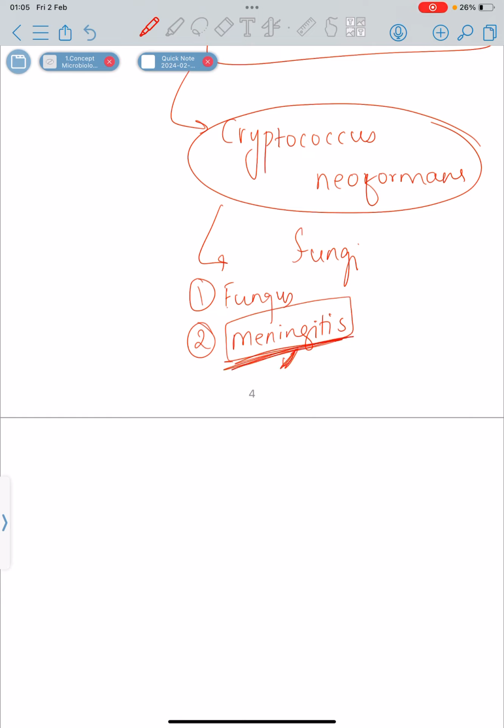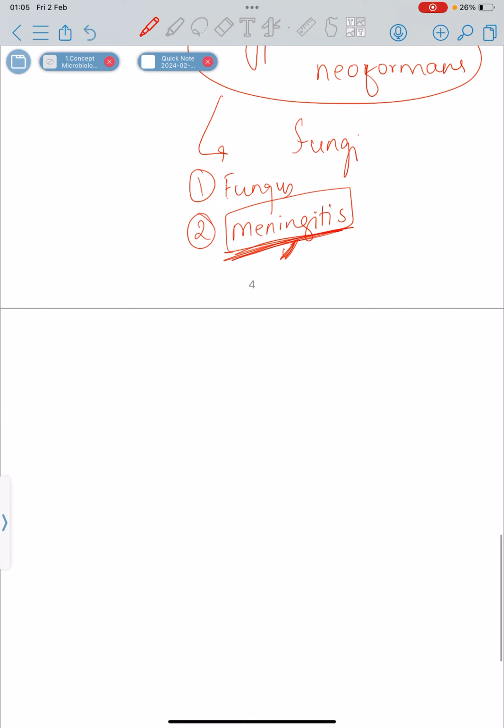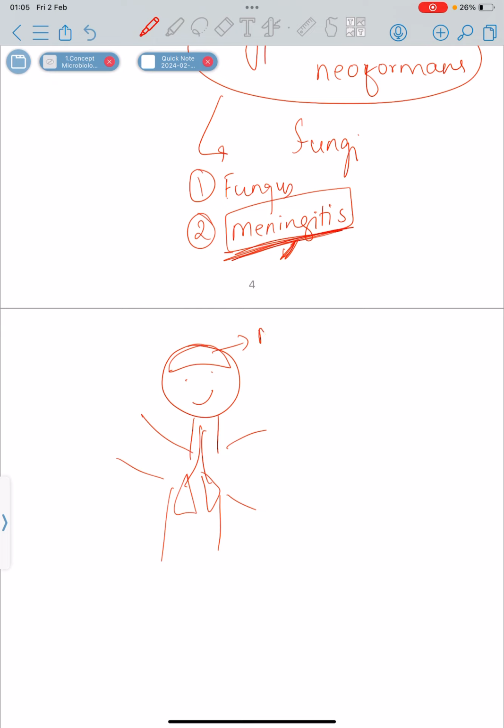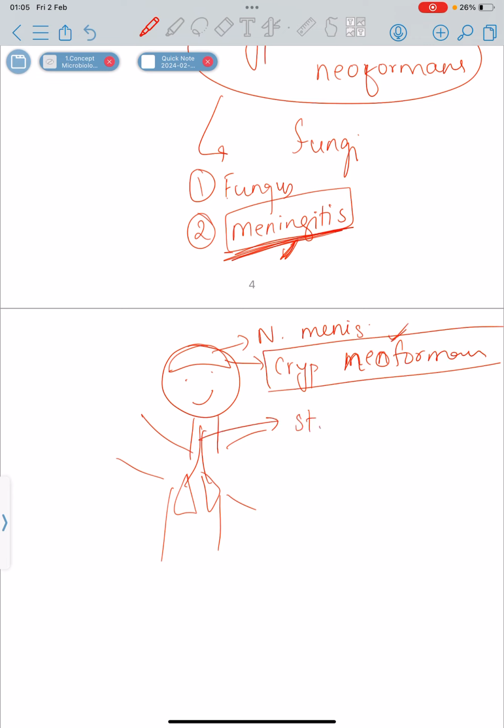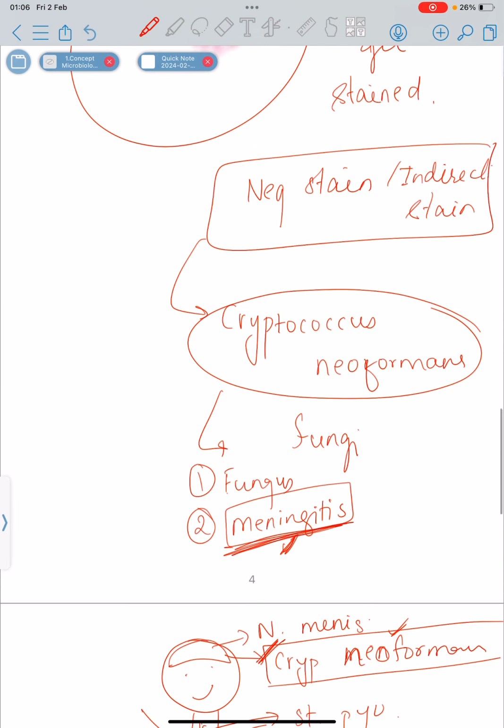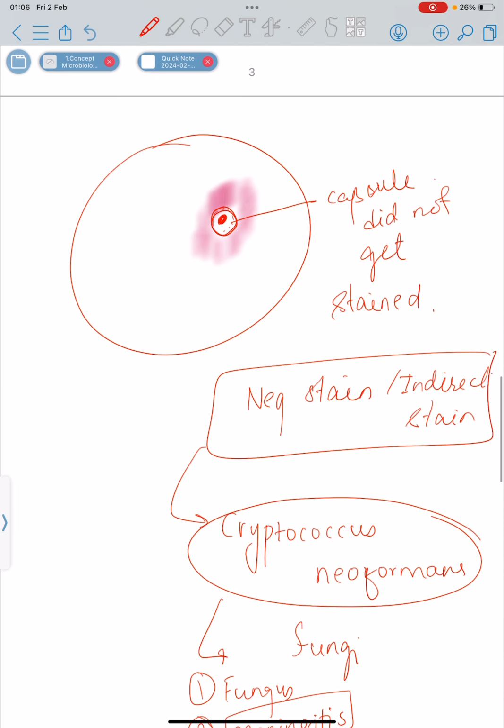Mainly it causes meningitis. So as I said earlier, all the organisms which go into the chest or to the brain are capsulated. So Neisseria meningitidis, Cryptococcus neoformans is also one of them, along with Streptococcus pyogenes, Streptococcus pneumoniae, and Haemophilus influenzae. Clear? So Cryptococcus neoformans is a capsulated organism which can be identified by indirect staining.